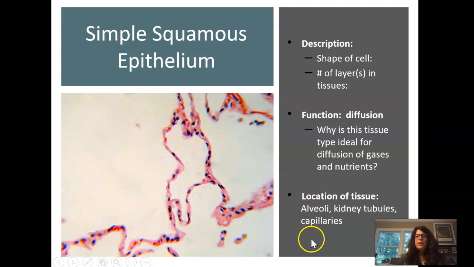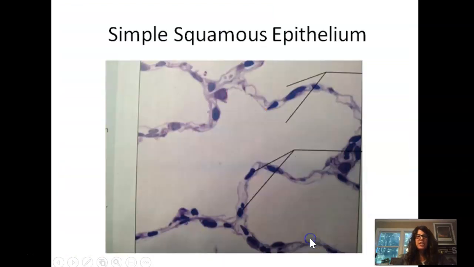Simple squamous epithelial is located in your alveoli, in your lungs. So again, where gas exchange takes place, in your kidney tubules, where filtration takes place, and in your capillaries, where also gas exchange takes place. So draw this to the best of your ability on your sheet. Here's another example of simple squamous. So again, you can see these round, kind of flat scale-like cells here, and there's only one layer of them.